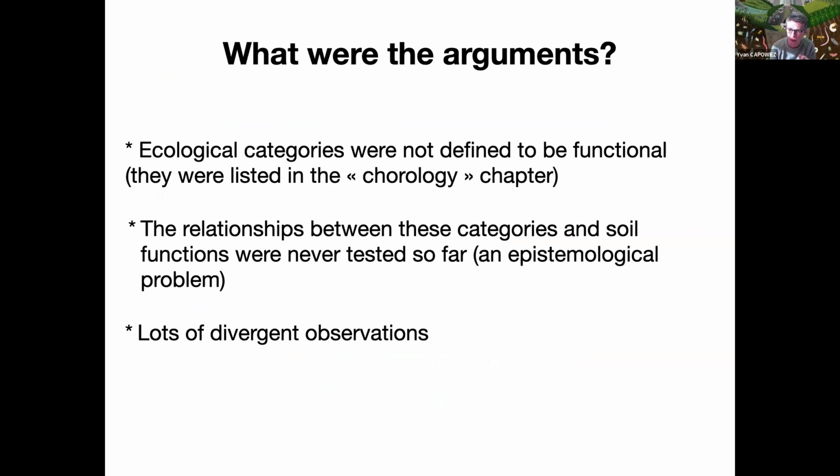I already explained it to you, but the definition of the ecological categories was found in a chapter of the Marcel Boucher book called Chorology. It means that the aim was to understand why a species was present in a forest, why a species was present in a wetland, but not to explain to the reader what earthworms will do in the soil. The second argument is that the relationship between these categories and soil function was never tested so far. And of course, as explained before, there were a lot of divergent observations regarding earthworms' burrowing behavior or casting behavior.